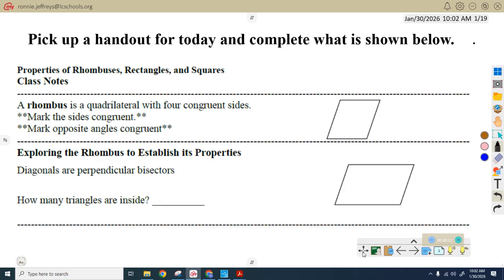All right, so a rhombus is a quadrilateral with four congruent sides. You are already supposed to have marked the sides. Alright, so remake pictures. Great. You are already supposed to have this done right here, and it says mark the opposite angles congruent. Well, that means that this angle is congruent to this angle. That also means this angle is congruent to this angle.